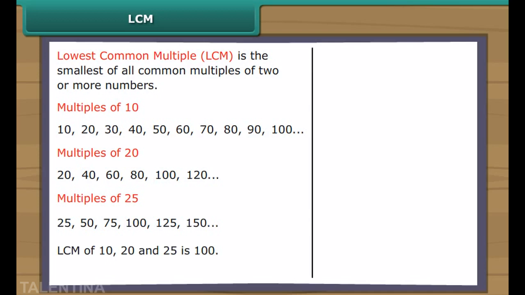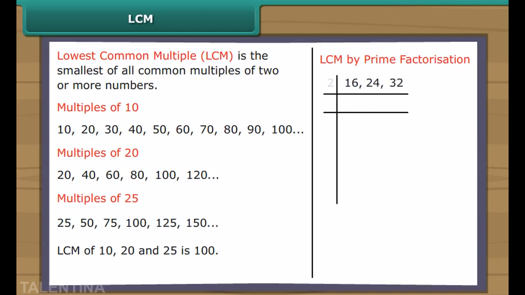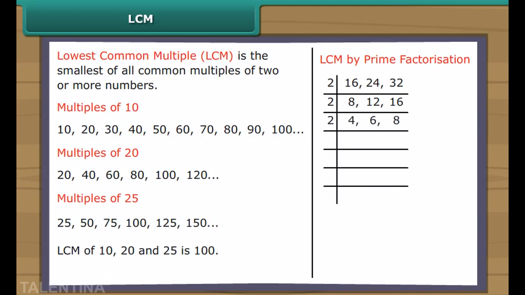An easier method for computing LCM is the prime factorization method. Let us use the method to calculate the LCM of 16, 24 and 32. Prime factorization method involves dividing the 3 numbers by prime factors till the quotient is 1. Let us start with the smallest prime factor that divides at least one of the 3 numbers. 2 is the smallest prime number that divides 16, 24 and 32.